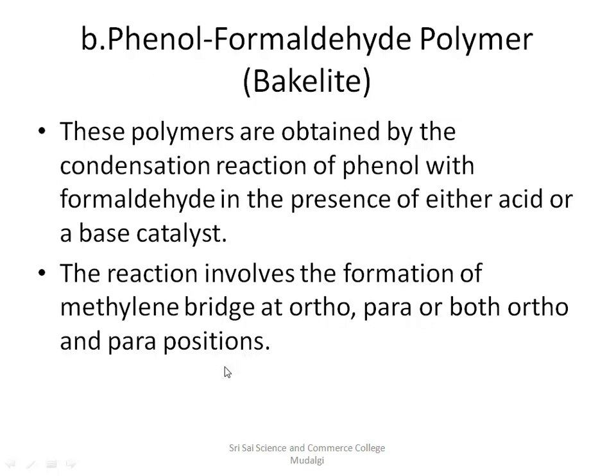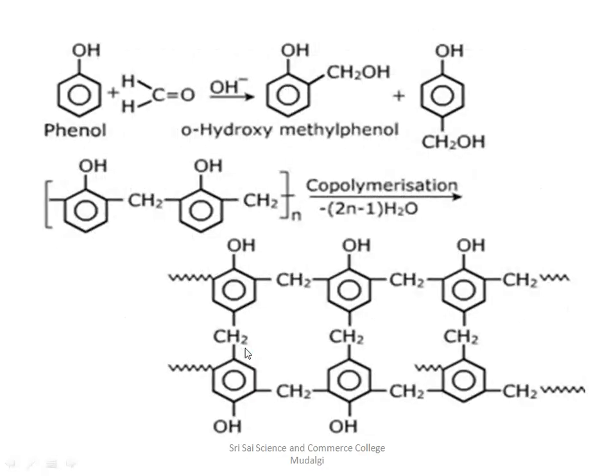So there is a structure to study, right? It is important that the reaction involves formation of a methylene group. Methylene group means CH2 groups, which form a bridge between two compounds, either at the ortho position, or para position, or both ortho and para positions. So here you can see the structure of your Bakelite. The structure may seem a bit complicated, but it is very easy.